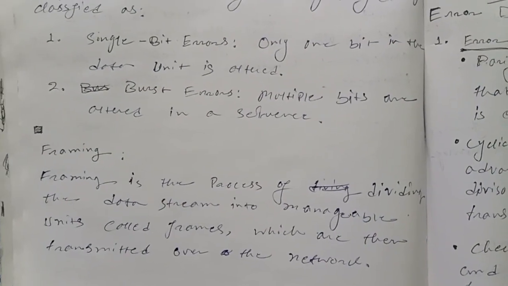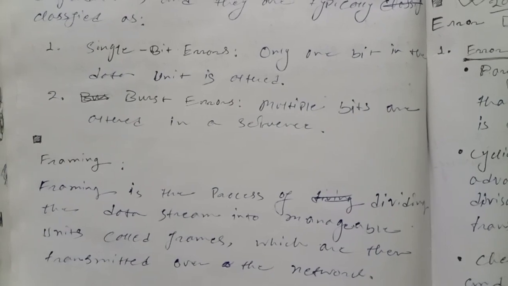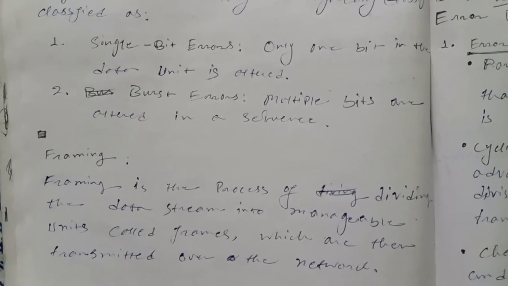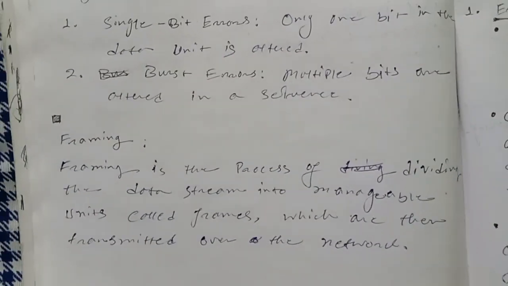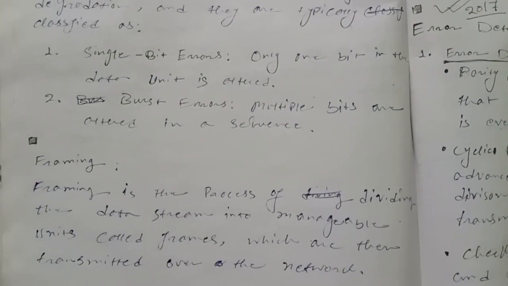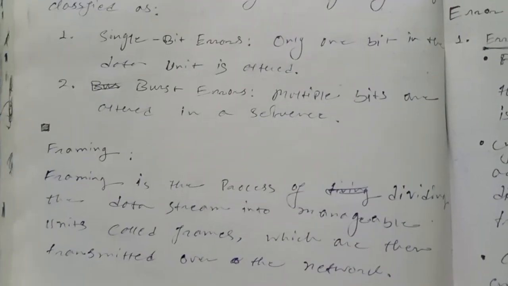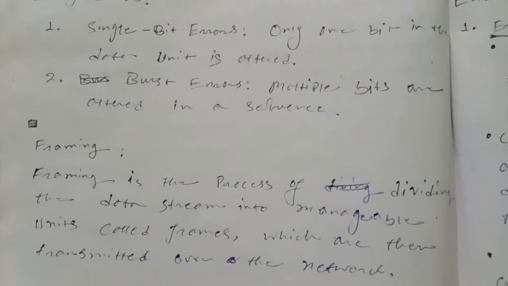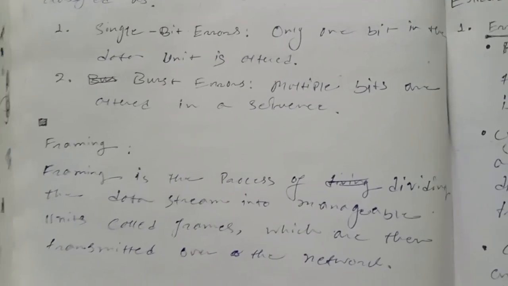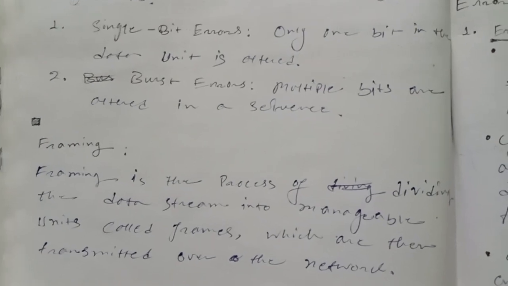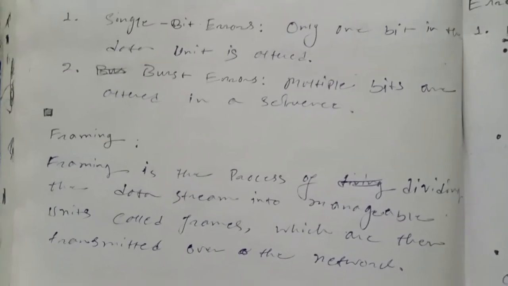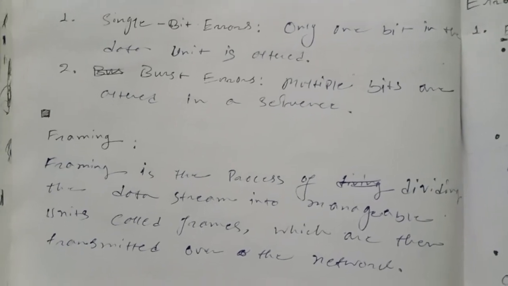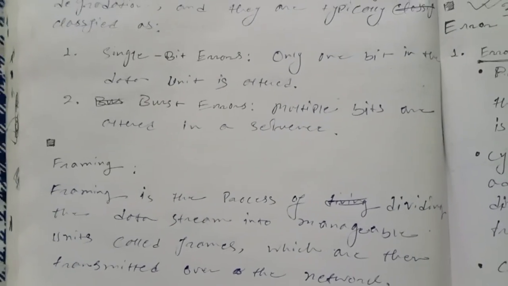Then framing. Framing is the process of dividing the data stream into manageable units called frames, which are then transmitted over the network. So this is framing. Simply the process of dividing the data stream into manageable units. Each and every unit will be manageable. Those units are called frames, which are transmitted over the network after that.